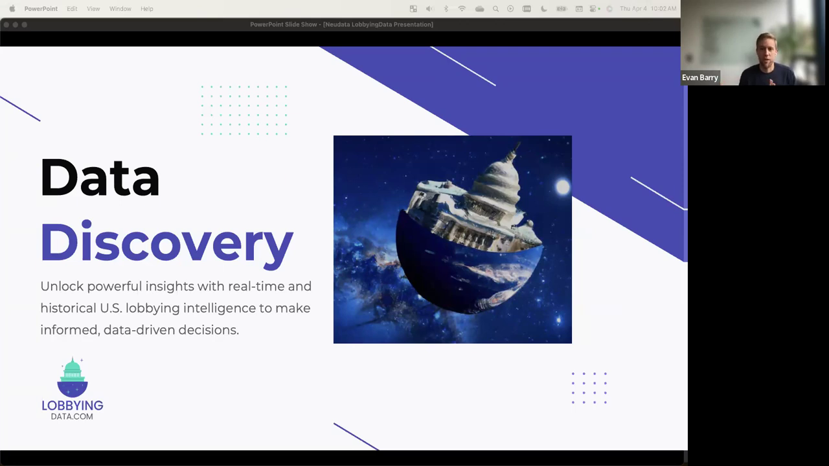So Neil's the CEO of LobbyingData. They've been partners with Dewey for a couple months now. I've always been impressed by their product, and we were just talking again before this, and it sounds like they're continuing to iterate and even make it better and better. So I'm excited to dive in and learn more about their product. So Neil, go ahead and take it away.